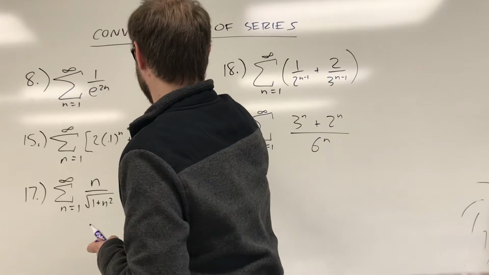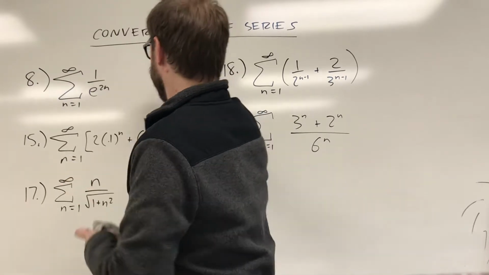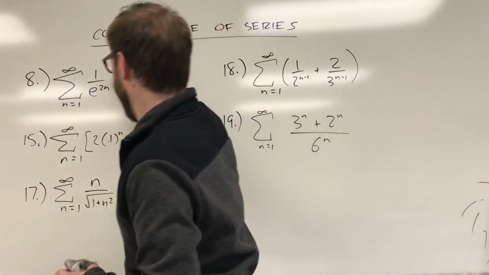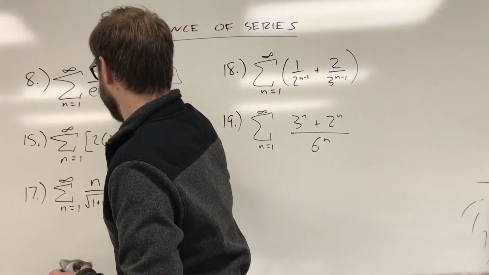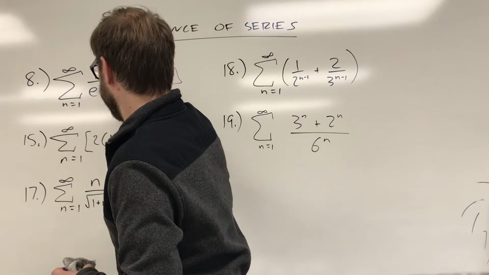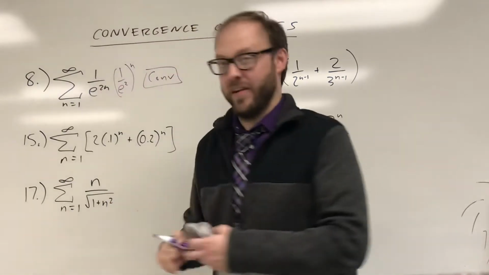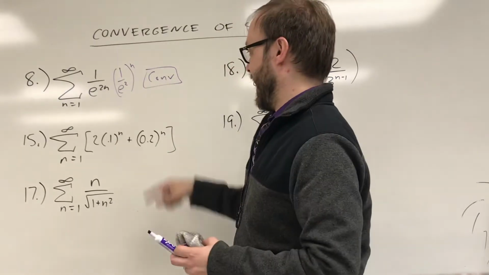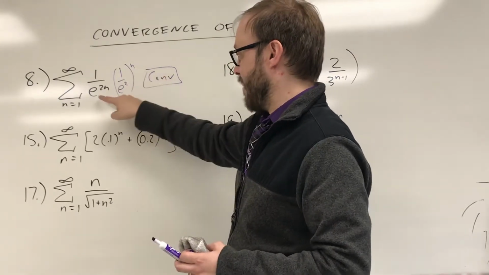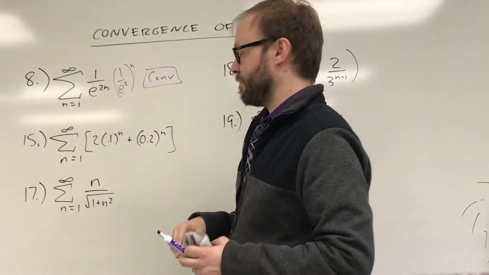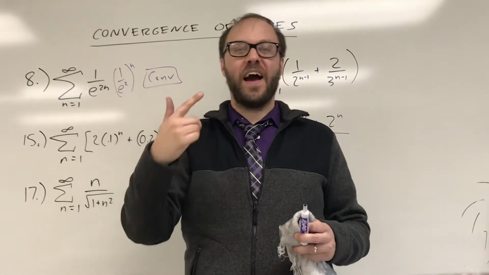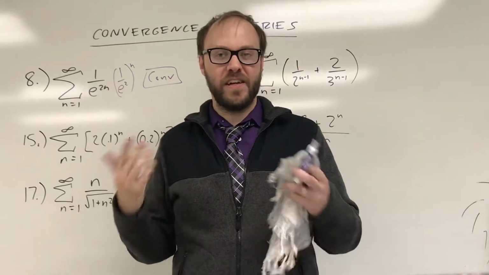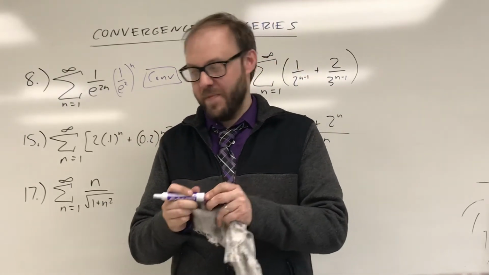The other way to approach it is to write it. This is the same thing as 1 over e squared to the n power, right? Because 1 to the n power is always going to be 1. And e squared to the n power is the same thing as e to the 2n. And then you can see that you're constantly multiplying by 1 over e squared. And again, it makes it pretty easy to see that it's a convergent geometric series.